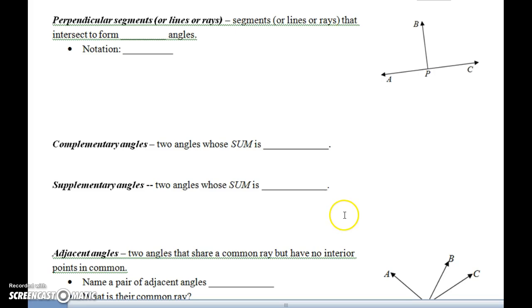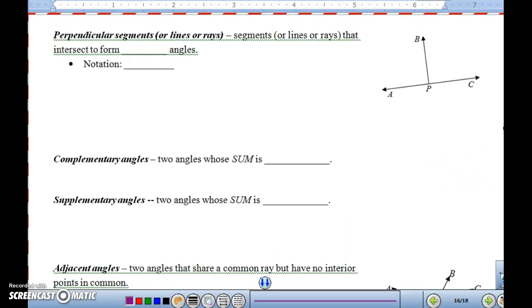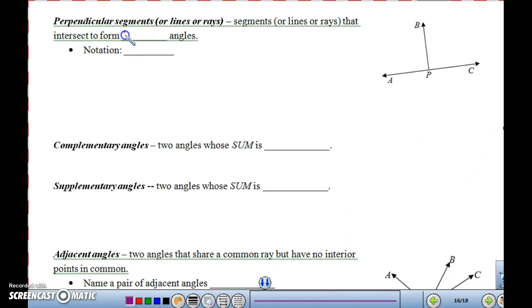The next vocabulary that we're going to be looking at are perpendicular segments. Now, perpendicular can work with segments, or it could be lines, or it could be rays. They are segments, or lines or rays, that intersect to form right angles. Now, the notation for perpendicular is an upside down T. It looks like this. That means perpendicular. So usually when you have two segments or two lines or two rays that are perpendicular, you will say one segment is perpendicular to the other.